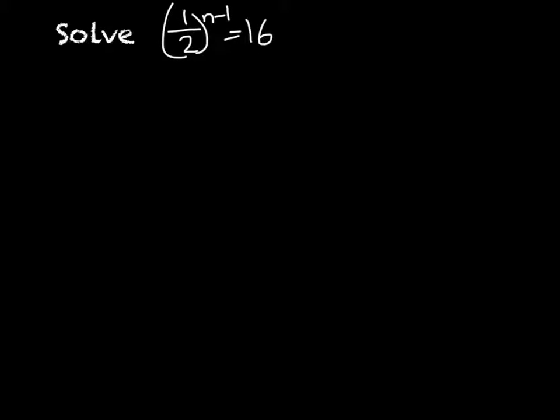Solve 1/2 to the power of n minus 1 equals 16. So first thing we can do is we can expand our exponent so that we have 1 to the power of n minus 1 over 2 to the power of n minus 1, or 1 over 2 to the n minus 1, equals 16.